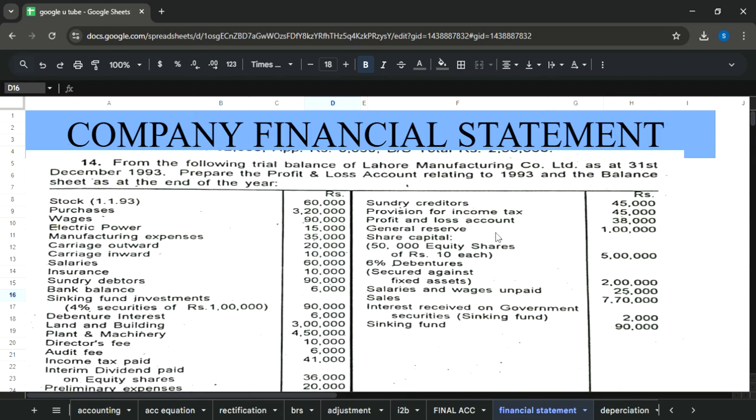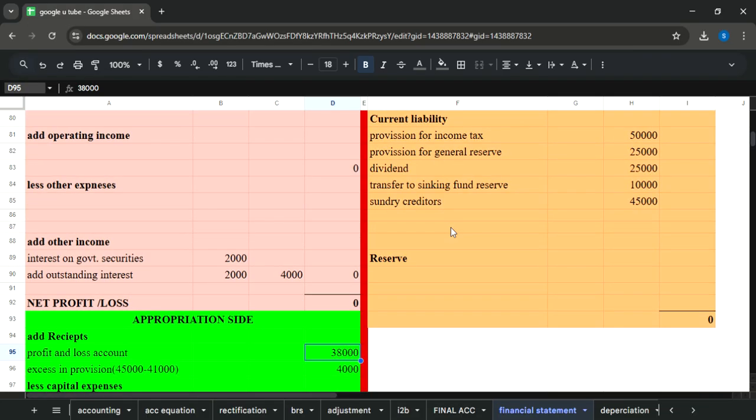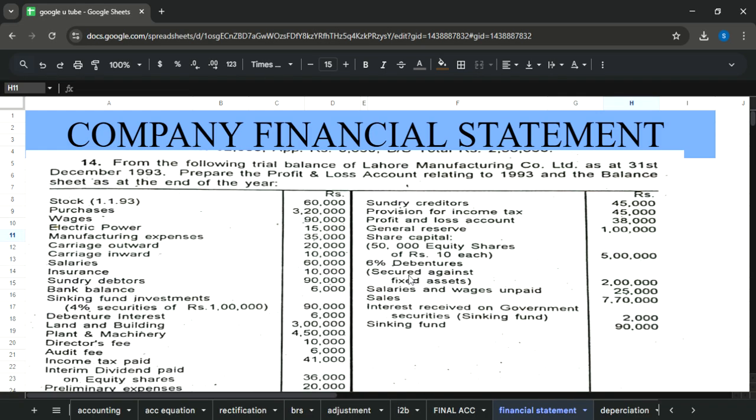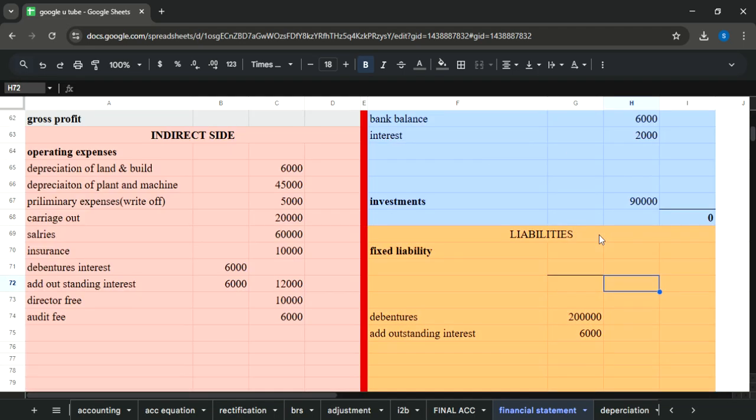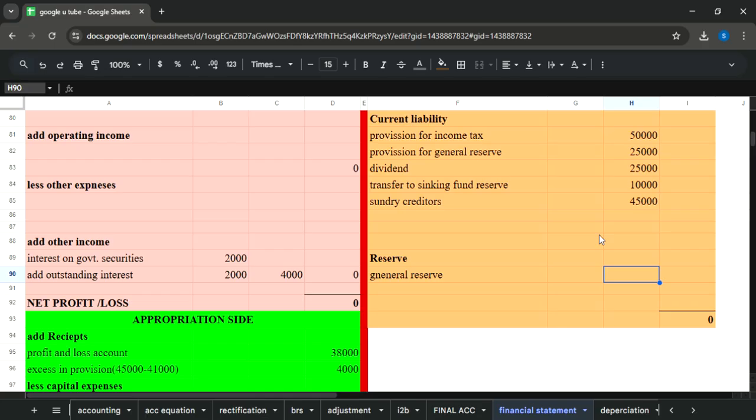After profit loss, we have general reserve. We will come to liability side. First, we will mention general reserve, and amount of general reserve is 1 lakh. Put in liability side 1 lakh.